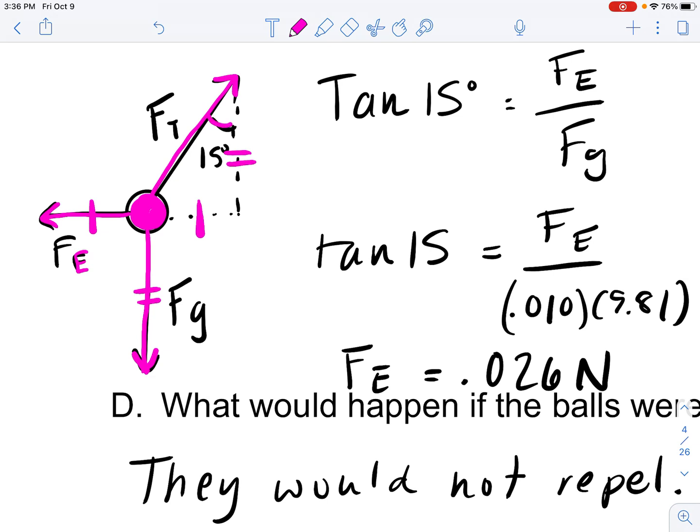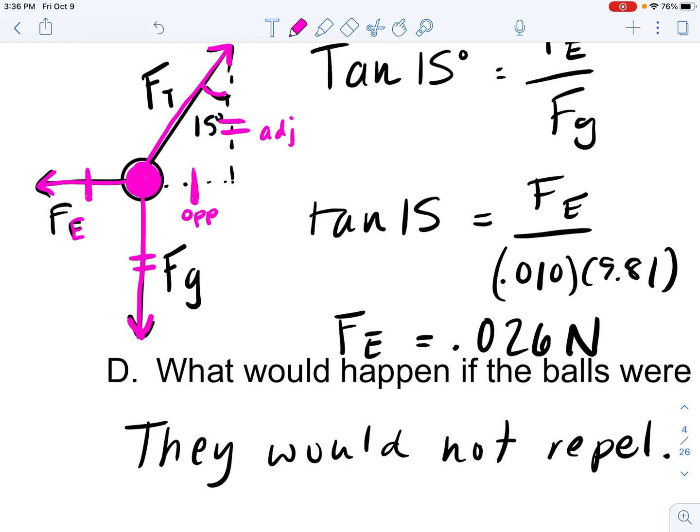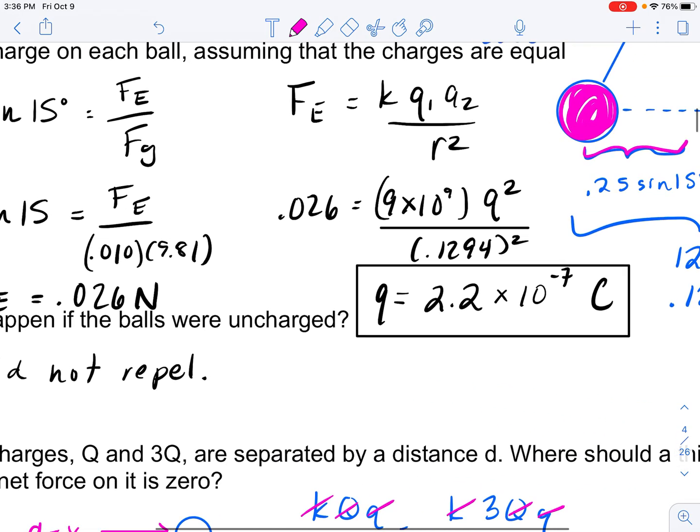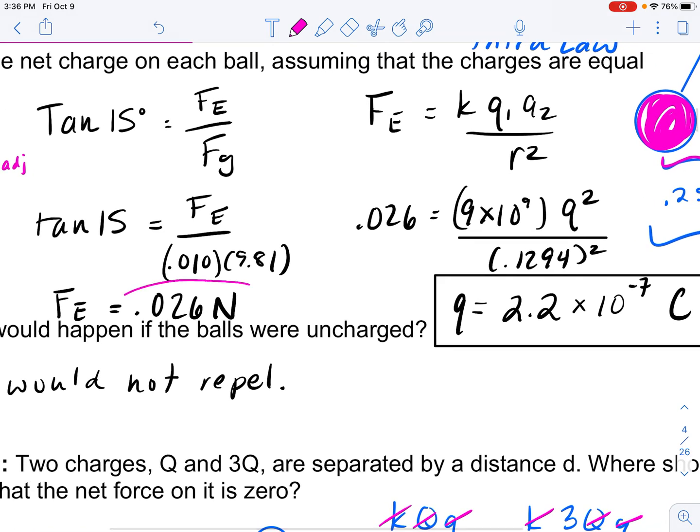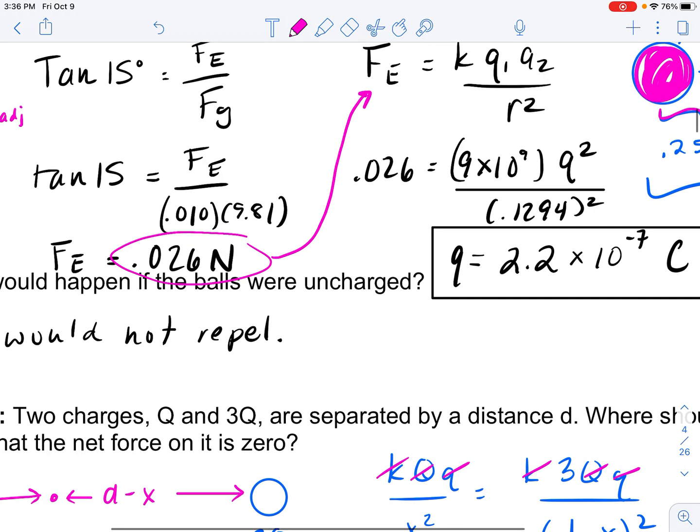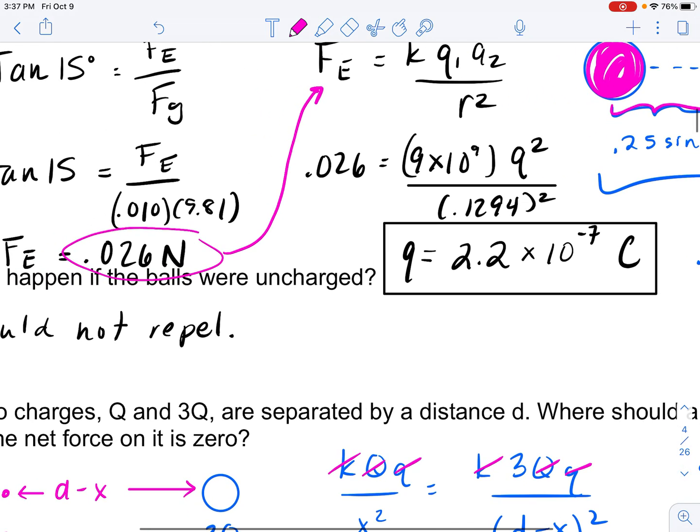Then the tangent of the angle is equal to the opposite side over the adjacent side, where the opposite side is FE and the adjacent side is FG. I'm going to solve for FE, and I get 0.026 newtons. Now I can plug this 0.026 newtons into Coulomb's law and solve for Q. Since Q1 and Q2 are the same, I can rewrite the product of those numbers as Q squared. I've got my R, the distance between the charged balls, as 0.1294. When I solve this, I get 2.2 times 10 to the negative 7th coulombs.